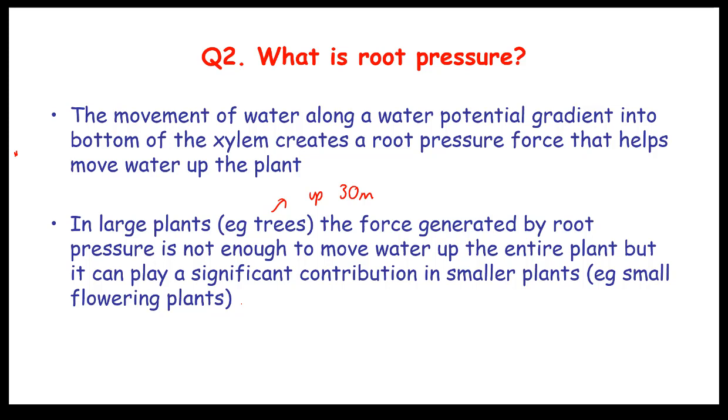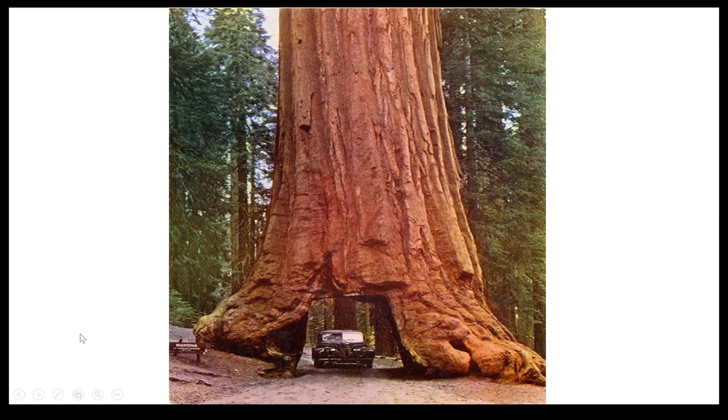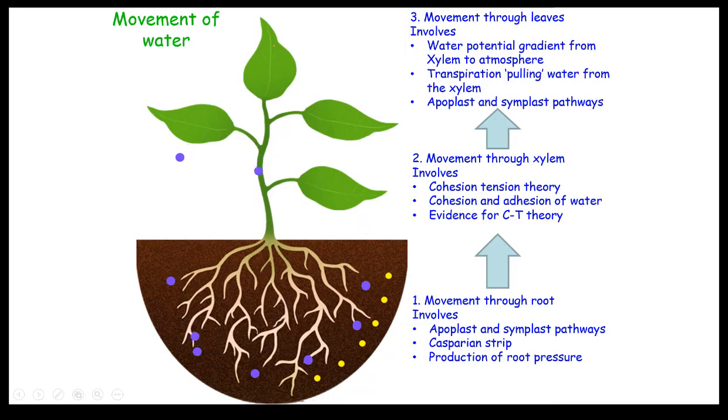But in a very small plant, like if you think of something like a small cactus, which might only be a few millimeters, root pressure would actually be enough to draw it the whole way up the plant. And if you look at this, these are some redwoods that you would find in parts of North America, which can grow up to, I think, 50 or 60 meters tall, maybe even taller than that. So the main way that they actually draw water up is from the pull at the top of the tree, the transpirational pull. So as we've said then, the movement of water involves three parts: the movement through the roots, movement up through the stem and the xylem, and movement through the leaves.